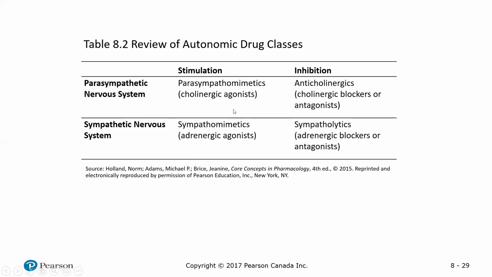Parasympathetic nervous system, it stimulates: parasympathomimetics, cholinergic agents. It's kind of a review of the previous slide. Inhibition is called anticholinergics. Sympathetic nervous system, if they stimulate, they're called adrenergic agonists, sympathomimetics. Sympatholytics, they're quite confusing, but if you try to understand the concept and write it down on paper, it becomes easier for you then.